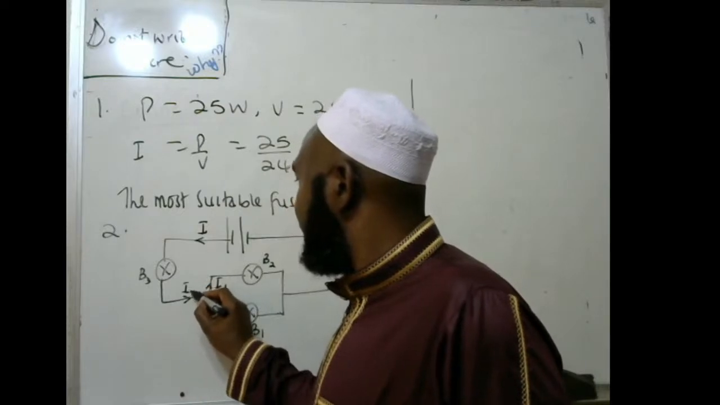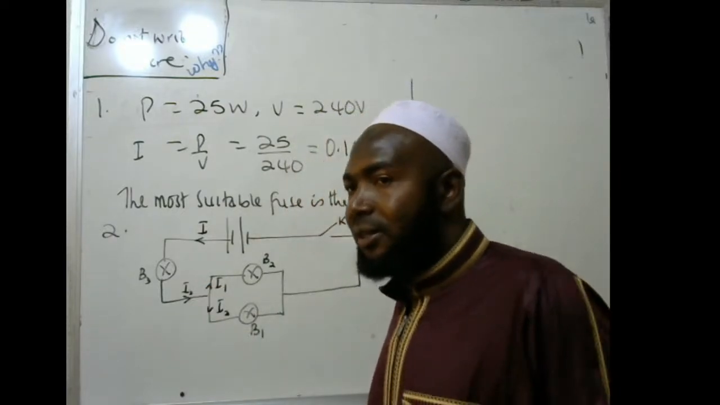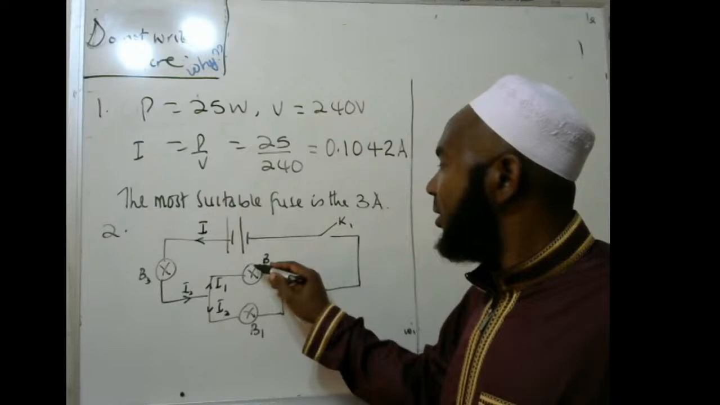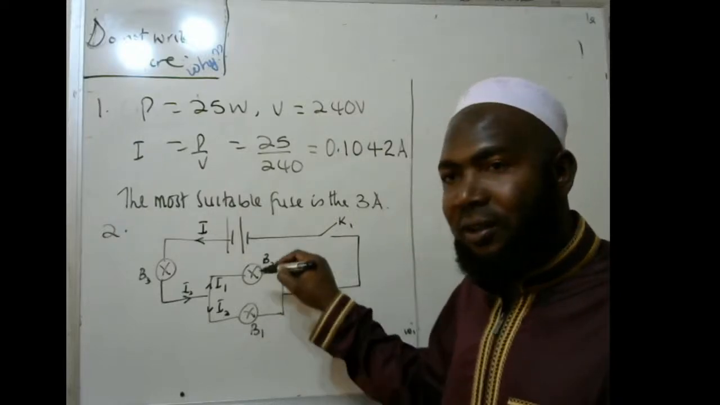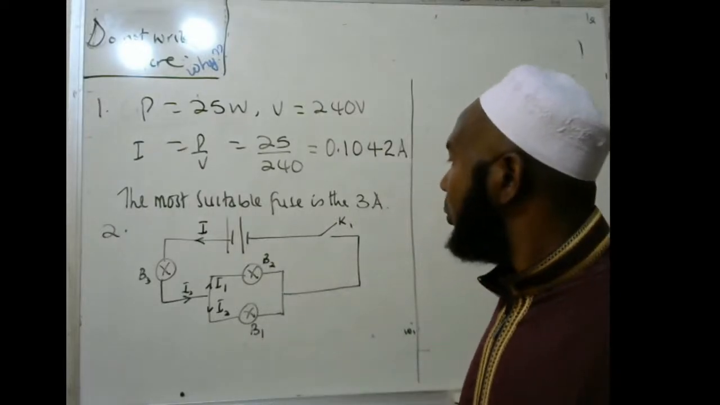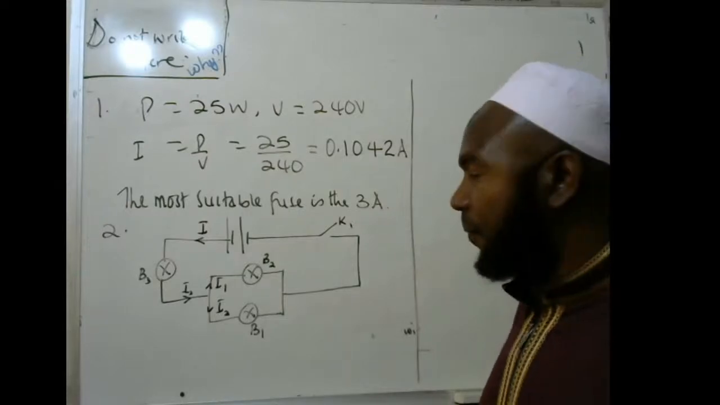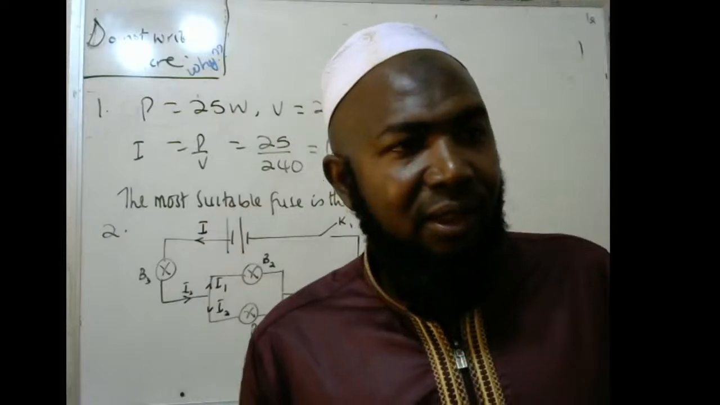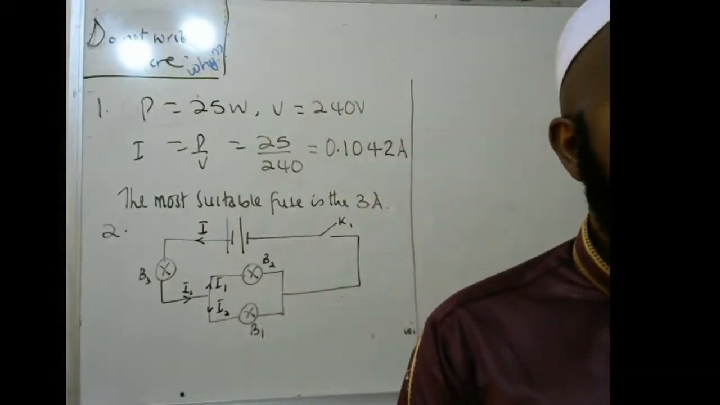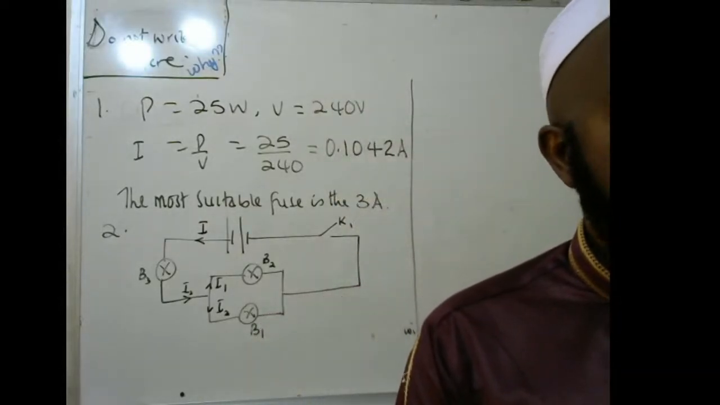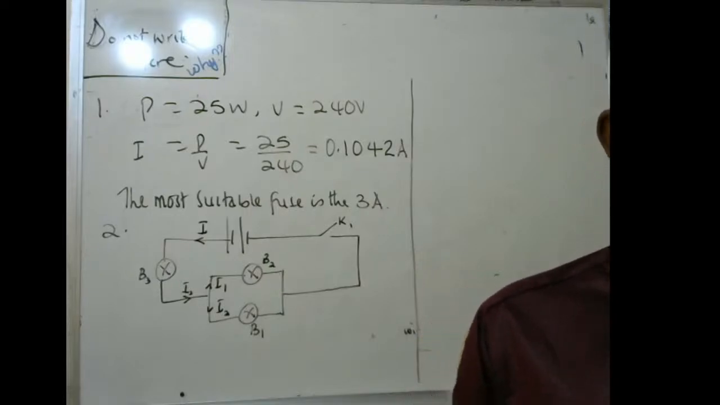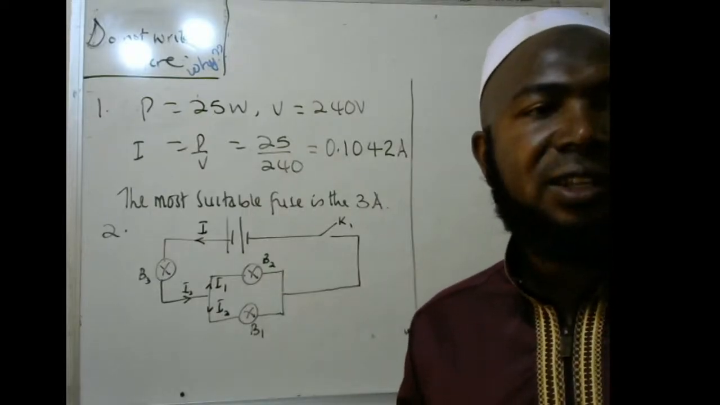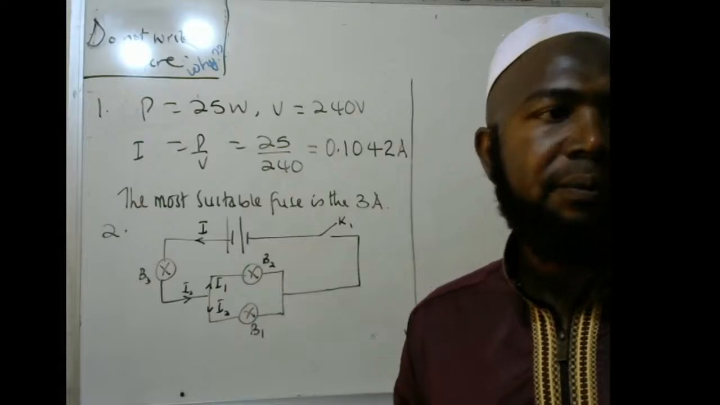Are you getting it? The current is going to be shared depending on the resistances of each of these bulbs. So therefore, B3 will light brightest because all the supplied current flows through it.